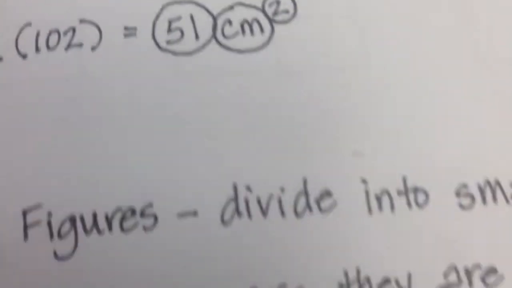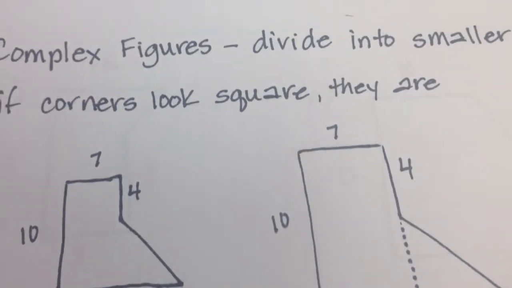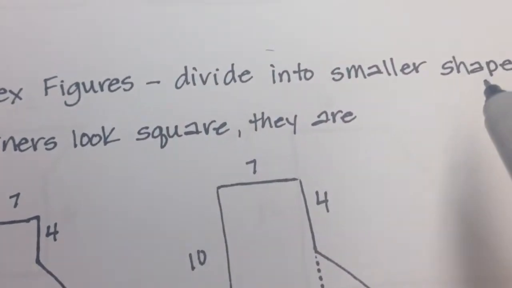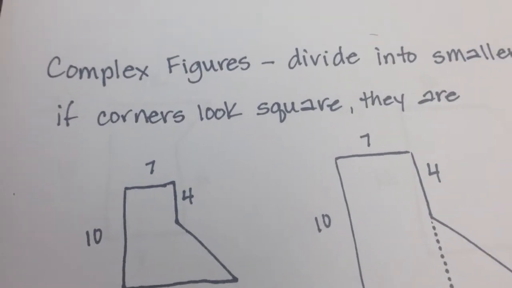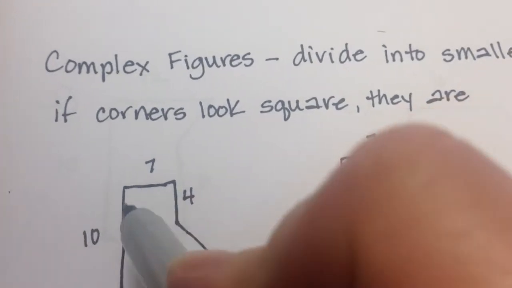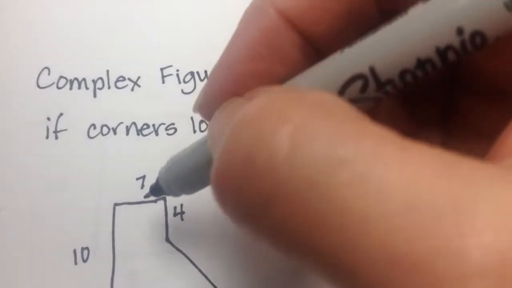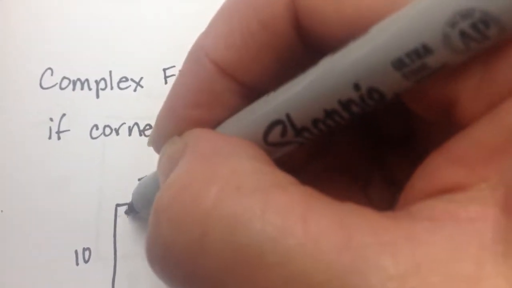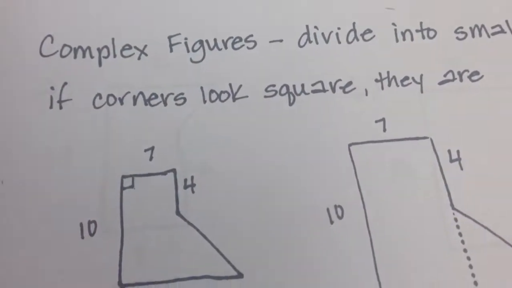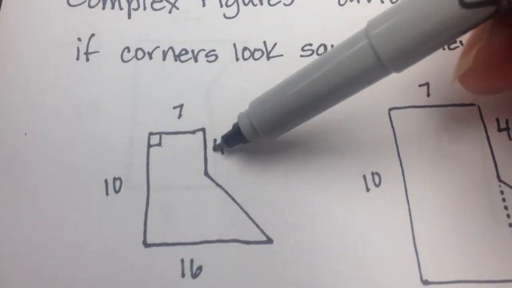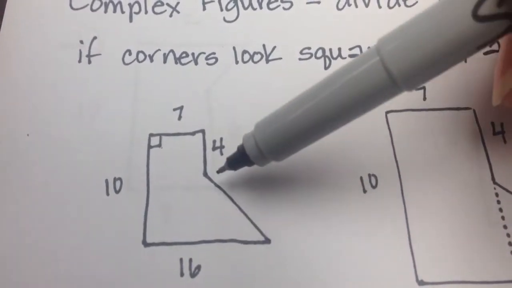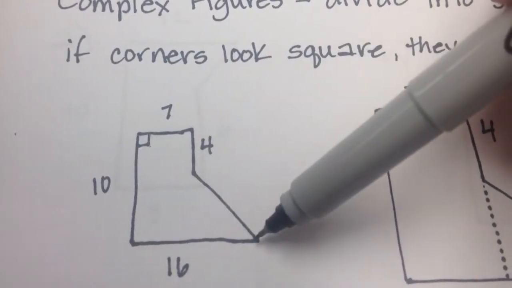Now complex figures, they're going to have all kinds of sides because they're complex. So what we're going to do is divide them into smaller shapes that we know how to figure out. And if ever a corner looks squared, then just realize it is a square corner, even if I don't draw them correctly. All right, so we have the measurements 7, 4, 10, and 16. We don't know what this is. We're not going to worry about that.